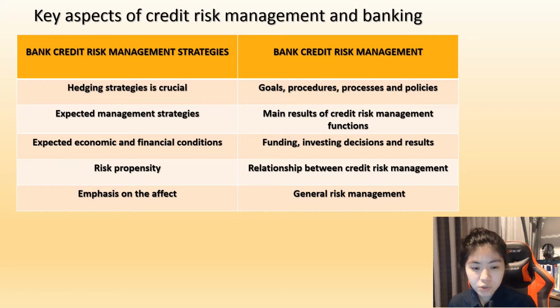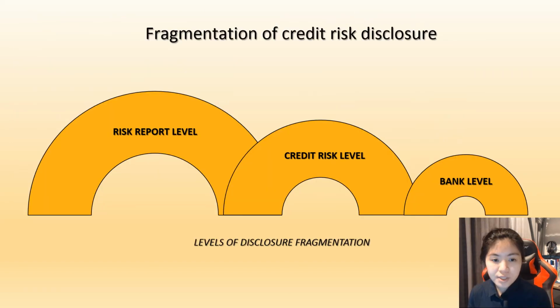Financial institutions pay more attention to credit risk and capital adequacy, adopting a regulatory perspective rather than an internal and managerial approach. There are three different levels of disclosure fragmentation. The first one is the risk reports level, the second one is the credit risk level, and lastly the bank level.